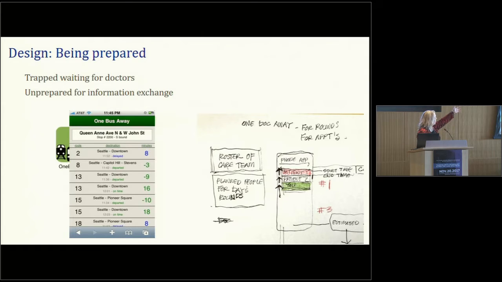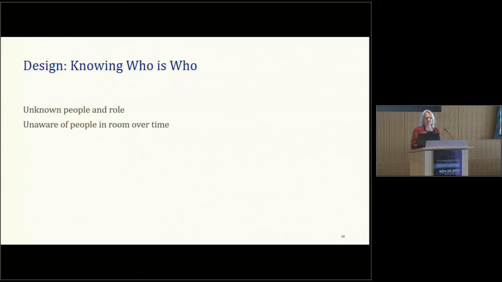The patients drew their own One Doc Away app to let them know when the doctors were expected to come, knowing whether they were 1 or 2 patients away, whether they were behind schedule, allowed them the freedom to leave the room to take care of other kinds of things and be prepared and ready for when that doc came. They also wanted to know who is who.